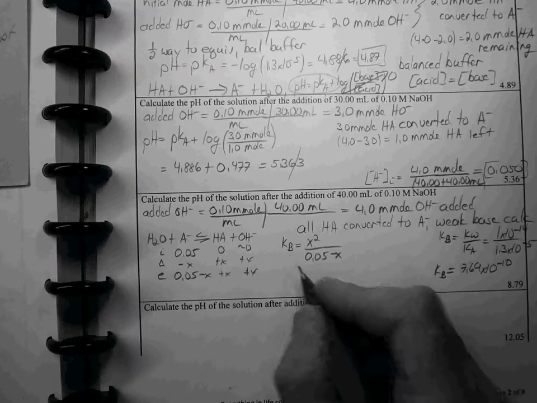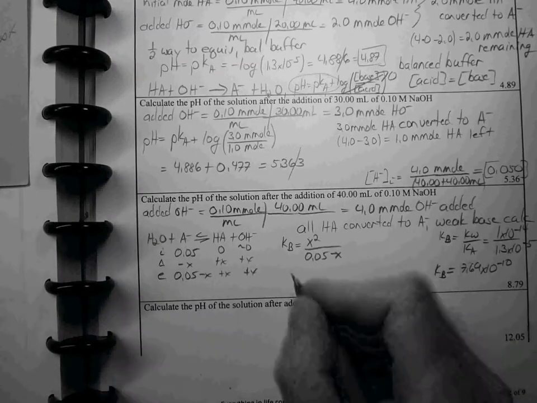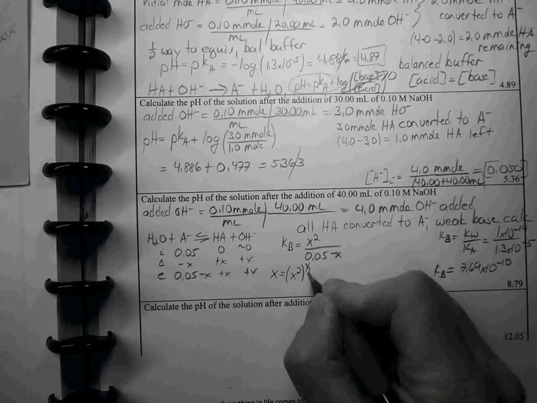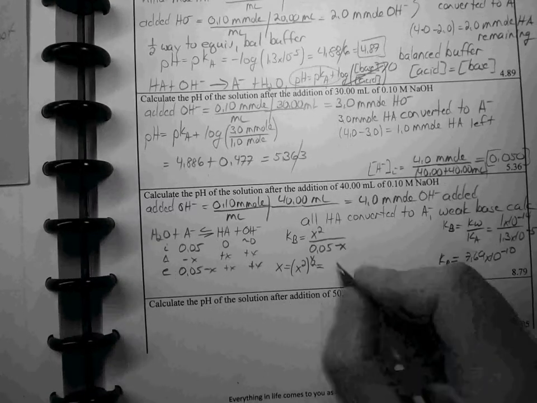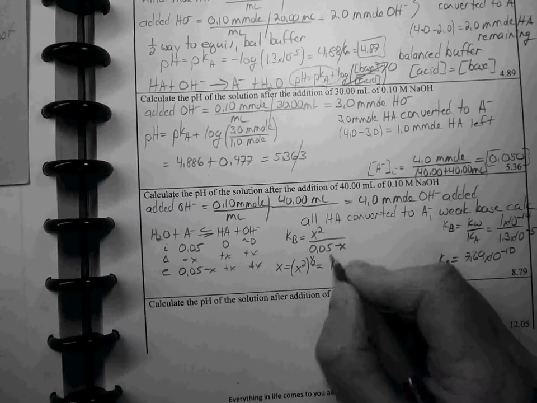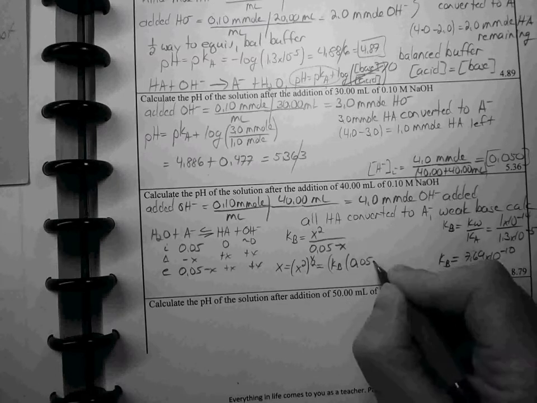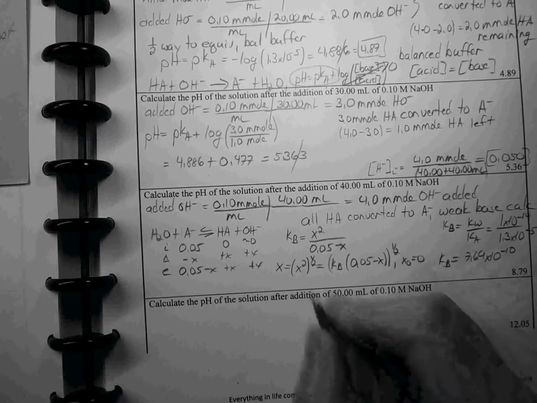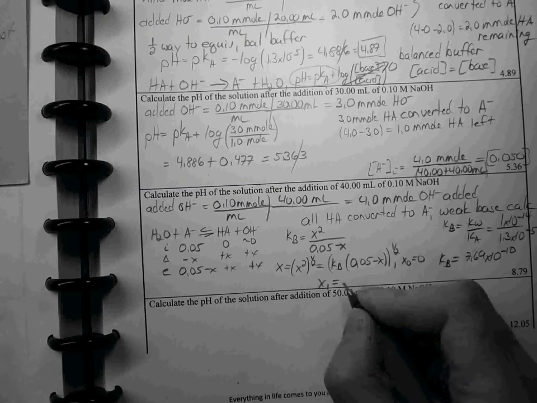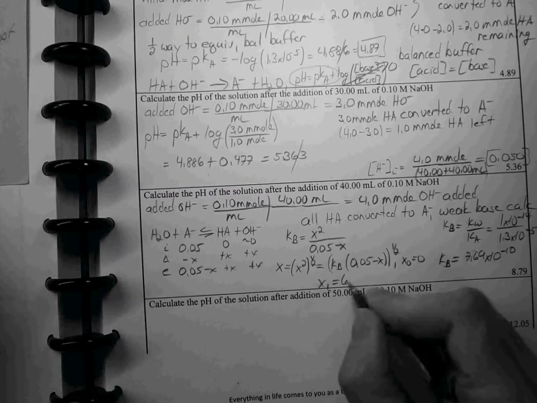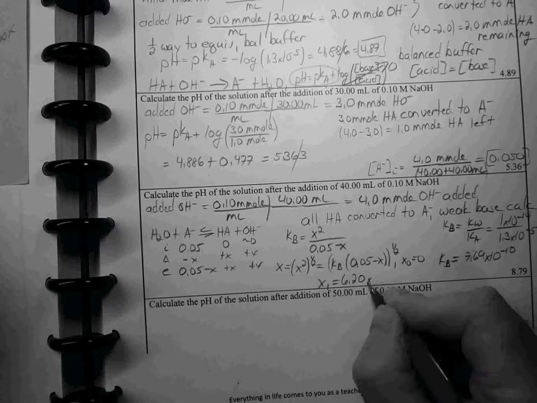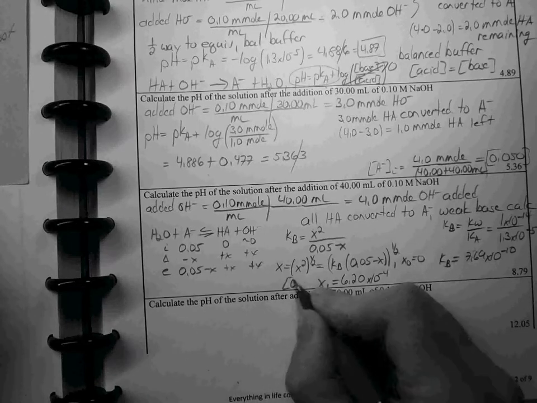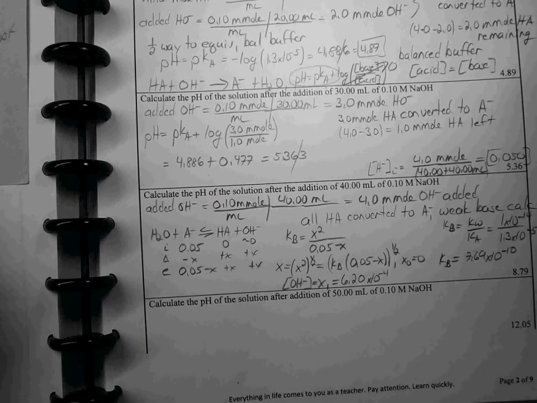Okay, so we can rearrange our equation here to solve for x. X is going to be equal to the square root of Kb times 0.05 minus x. Again, x sub 0 is equal to 0. We find x sub 1 is going to be equal to 6.20 times 10 to the minus 4. There's no change in x sub 2. So we're done. This is our hydroxide ion concentration.